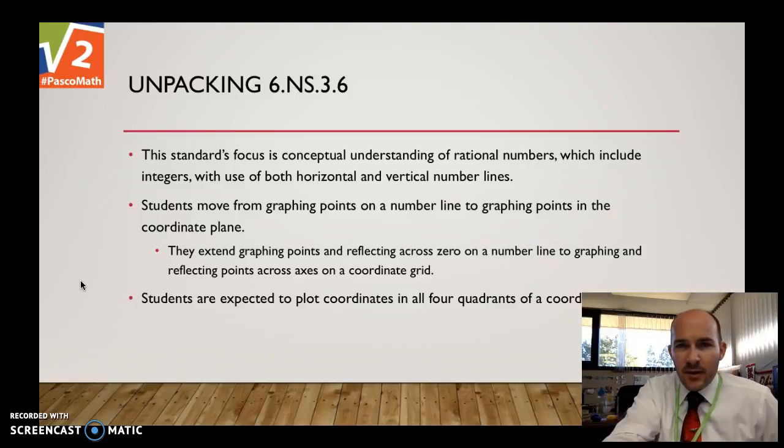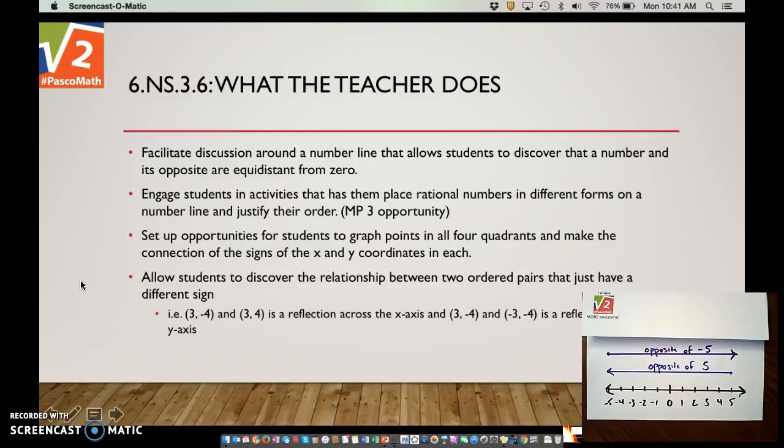Students move from graphing points on the number line to graphing points in the coordinate plane. They extend graphing points and reflecting across 0 on a number line to graphing and reflecting points across axes on the coordinate grid. And then students are expected to plot coordinates in all 4 quadrants for this standard. I'm looking at what the teacher should do for this standard.